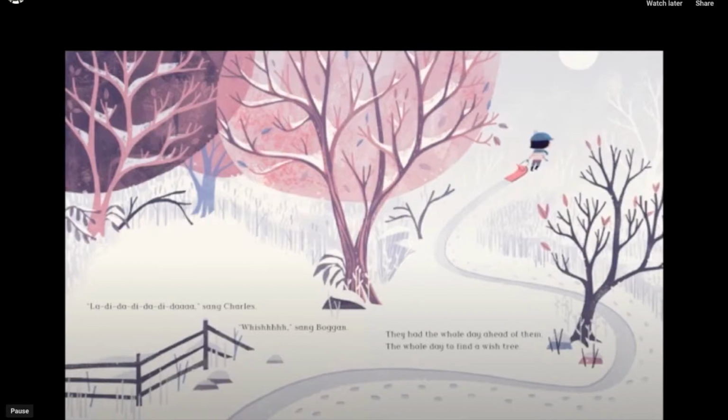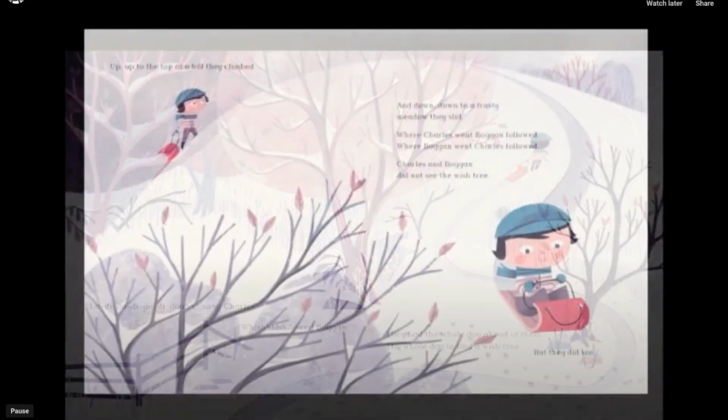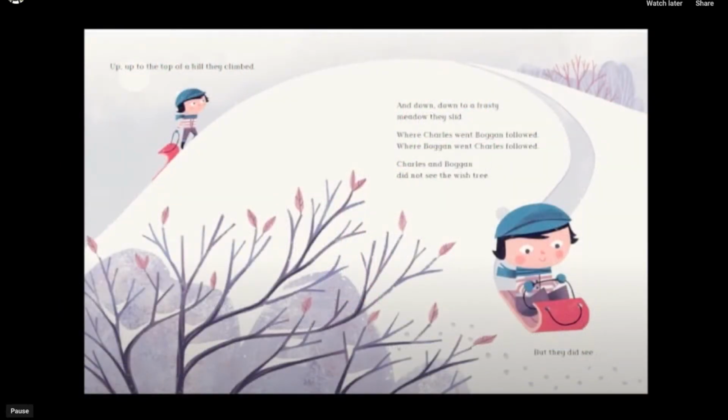La-di-da-di-da-di-da, sang Charles. Wish, sang Boggin. They had the whole day ahead of them, the whole day, to find a wish tree. Up to the top of the hill they climbed, and down to a frosty meadow they slid. Where Charles went, Boggin followed. Where Boggin went, Charles followed. Charles and Boggin did not see the wish tree.